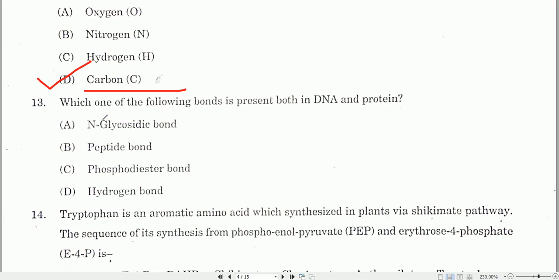Coming to question number 13. Which one of the following bonds is present in both DNA as well as protein?